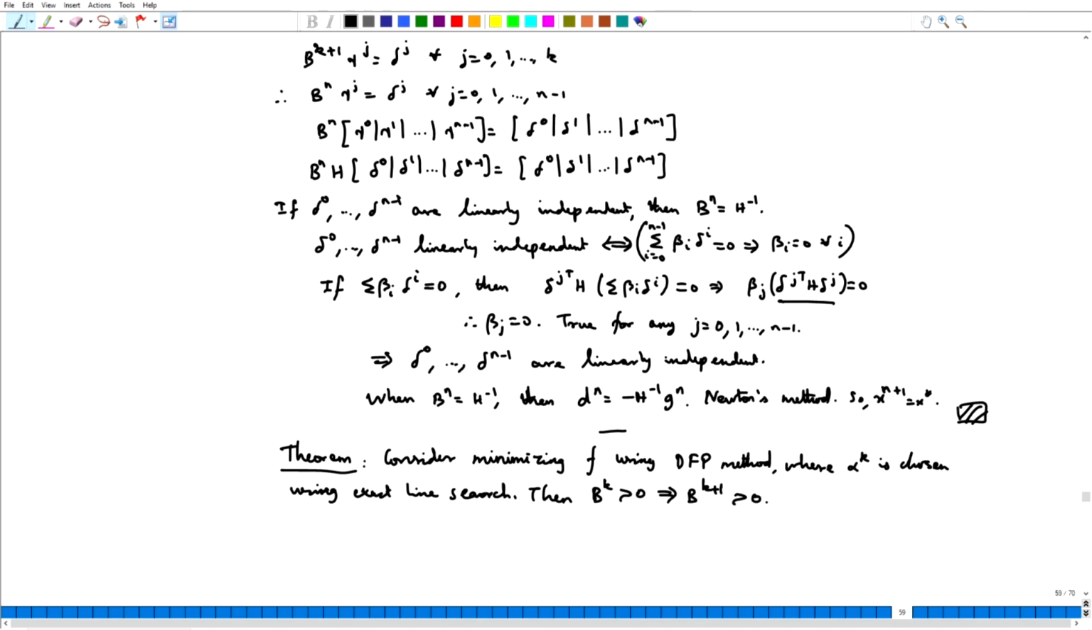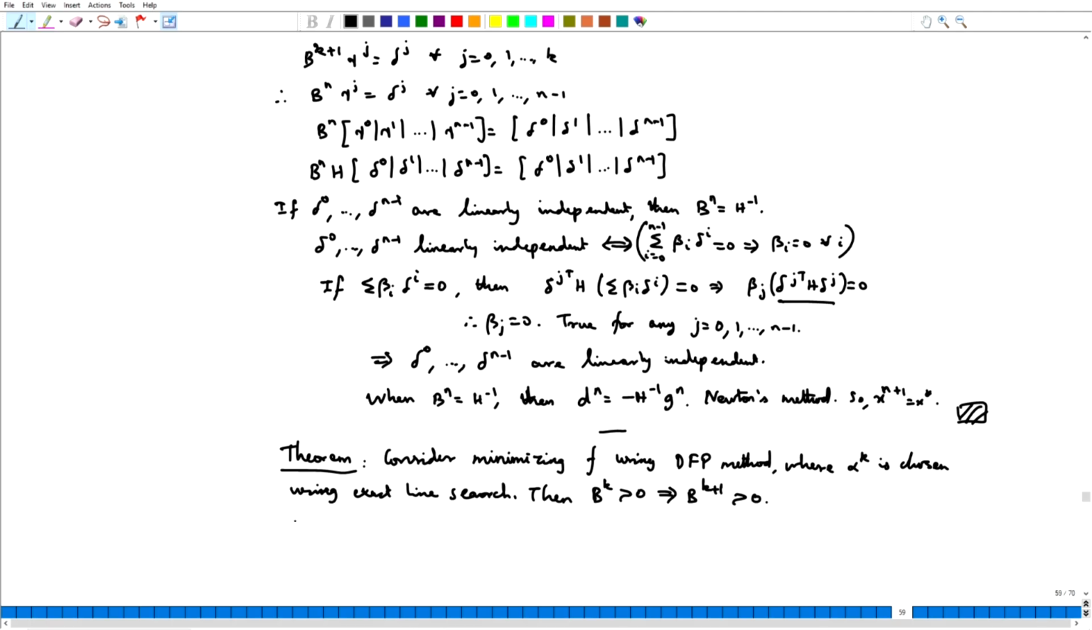That is a good property, just that there is a caveat: you must choose alpha k using exact line search for the proof of this theorem to hold. So, let us go ahead and prove this.